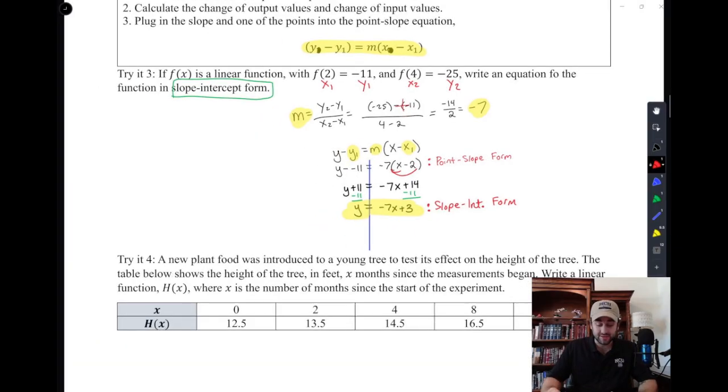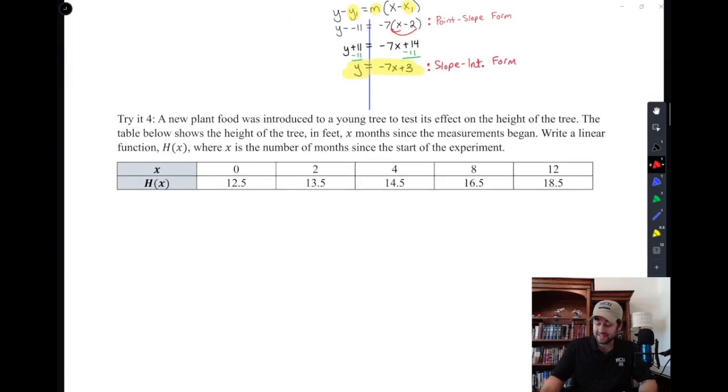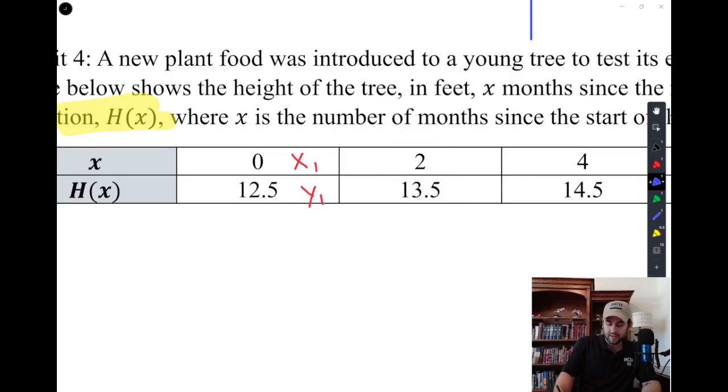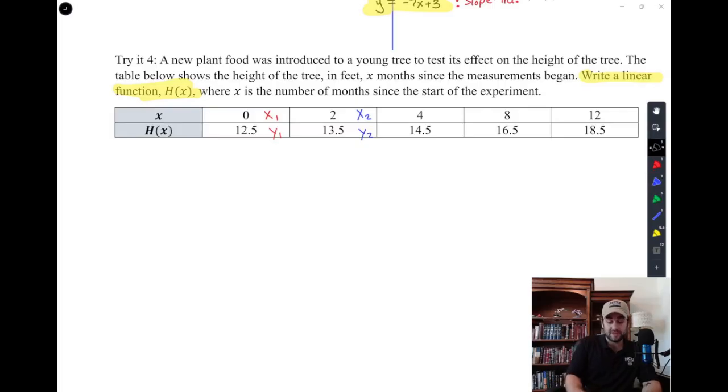All right, this next question, I'm going to let you try it again on your own because it's just asking you to write a linear function, h of x, but I will help you label 2 points. It doesn't matter which 2 points you pick, so I'm going to pick the first one and the second one because those have the smallest numbers. If you picked a different point, that'd be fine. So let's label these as x1 and y1 and x2 and y2.